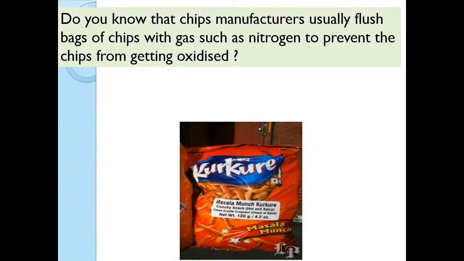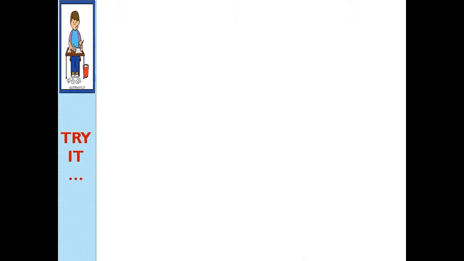Do you know that chip manufacturers usually flush bags of chips with a gas such as nitrogen to prevent the chips from getting oxidized, as this nitrogen is inert in nature.